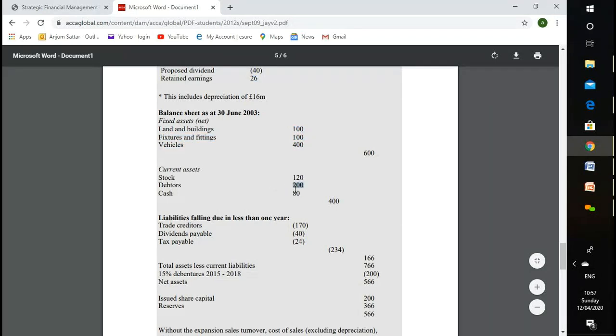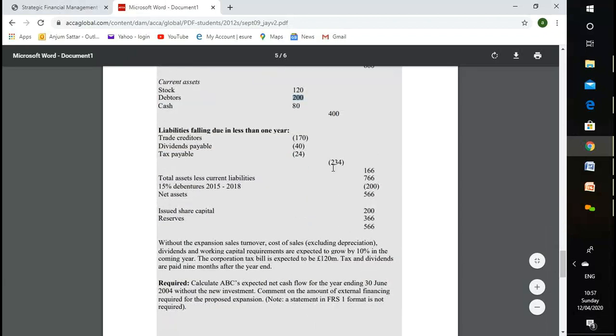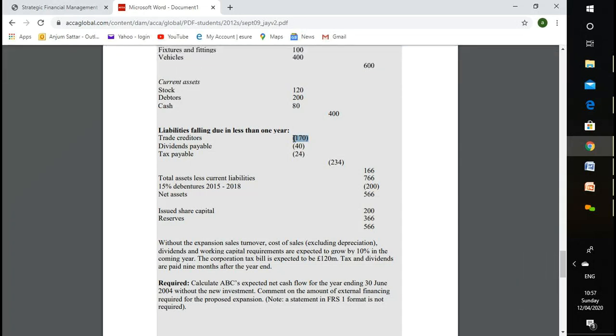So these are our assets already. We have a debt, all debt is worth 200, but if we look at the creditors, they are worth 170, so there is a 30 difference. We are well off, because the liquidity ratio is quite good. And then we look at the dividend we have to pay, which is long term, and the tax we have to pay, so we still have a liability.